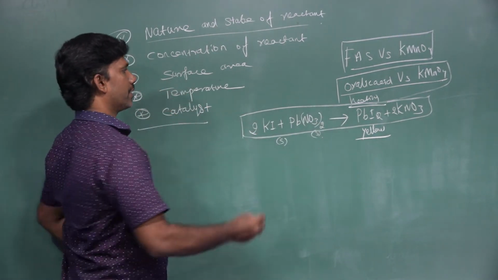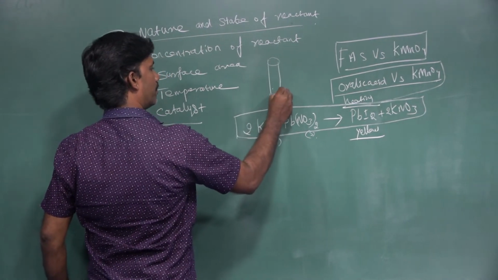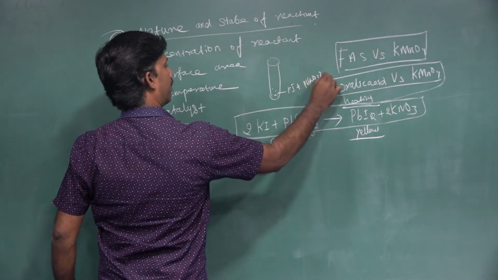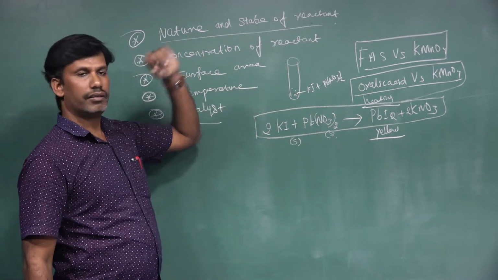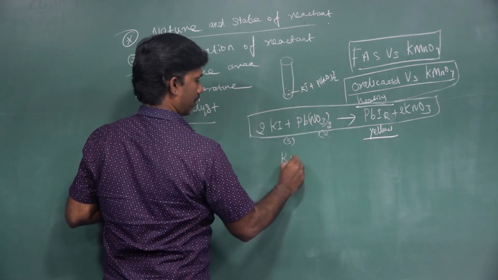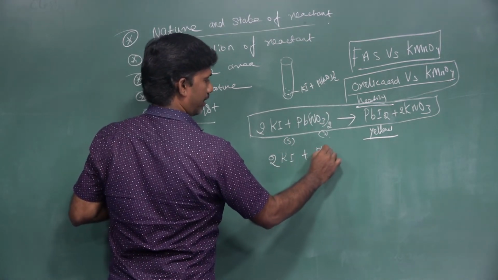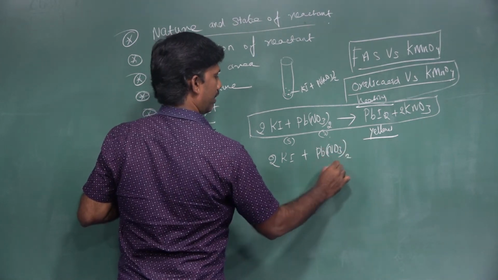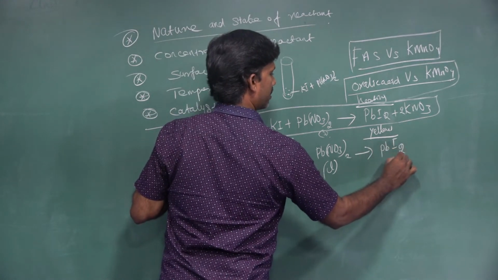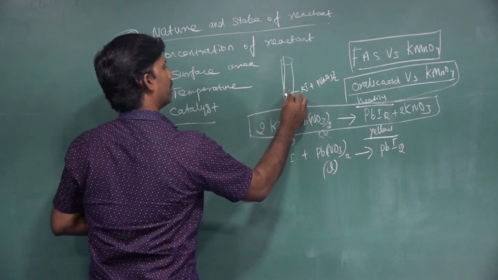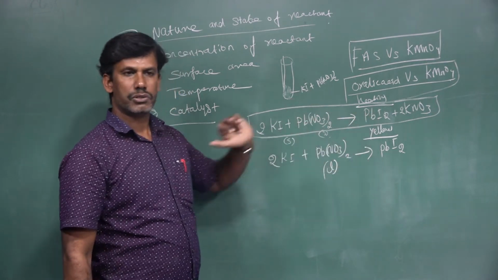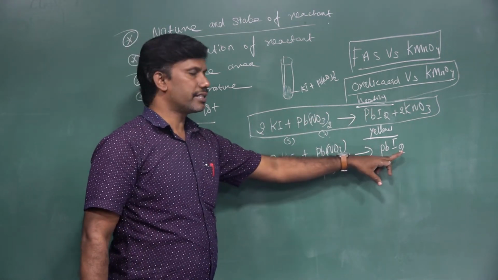For example, if you take a test tube and put KI plus lead nitrate there, when both are in solid nature, it will consume time. The same case, the same KI plus lead nitrate in the liquid, aqueous form: the yellow color precipitate forms very instantly, suddenly, when you pour it. So here, same reactant, but the reaction is very slow; the same reaction, but the reaction is very fast.